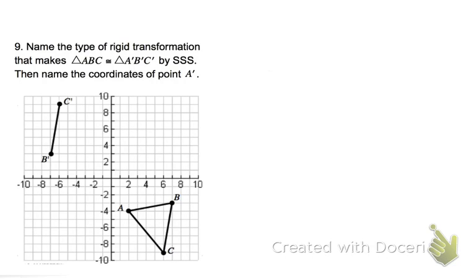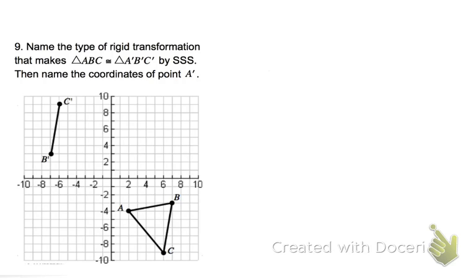I'm going to do number 9 on the Congruent Triangles review packet. It says, name the type of rigid transformation that makes triangle ABC congruent to triangle A'B'C' by SSS. Then name the coordinates of point A.